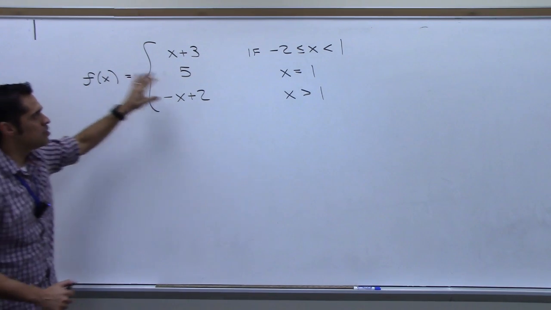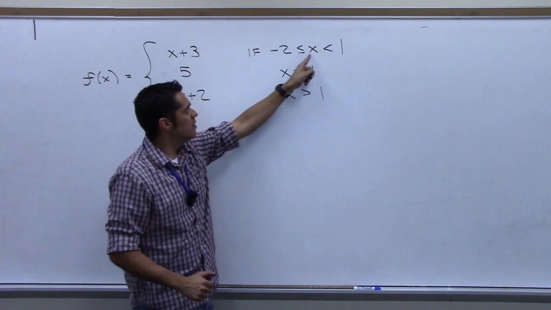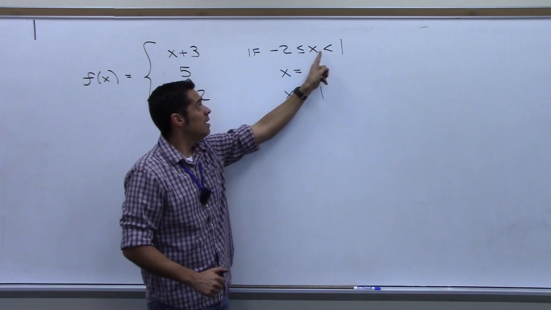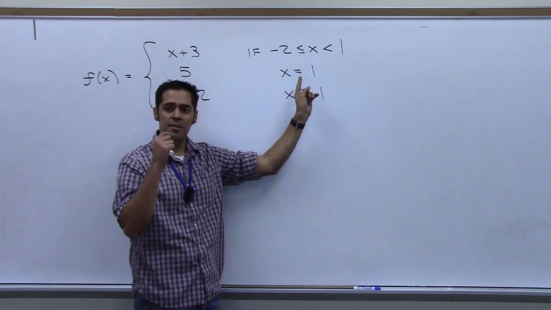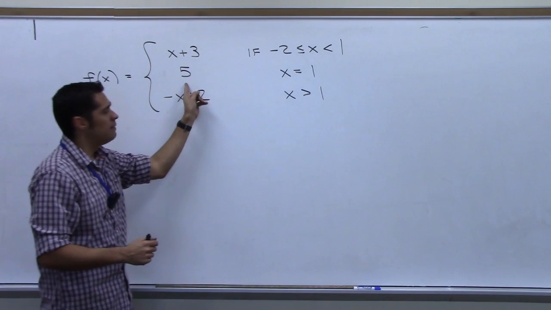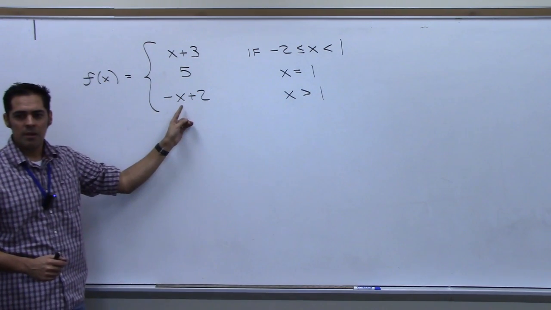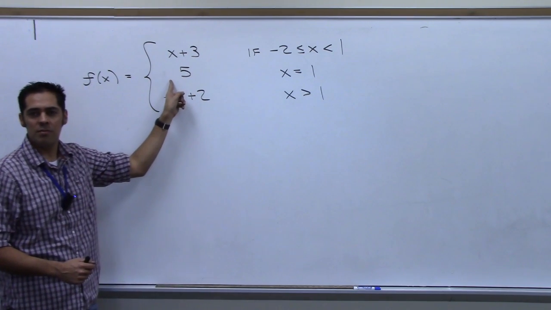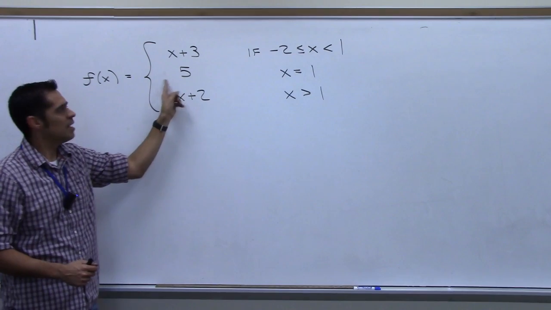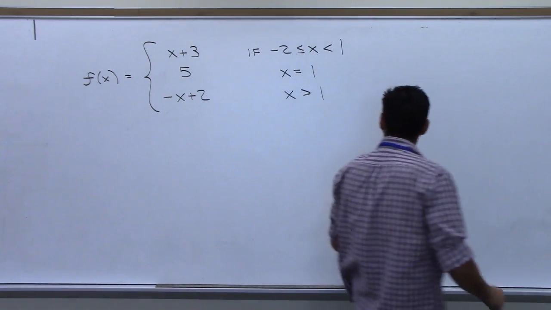And that's going to depend on what you plug in, right? If what you plug in is bigger than or equal to -2 and less than 1, you're going to do this. If your x value that you're plugging in is 1, then 5. And if x is bigger than 1, you do this. So do you see there's only one number that's ever going to go to this one, right? This is like that one VIP section right here. All right, I'm going to try and draw this.